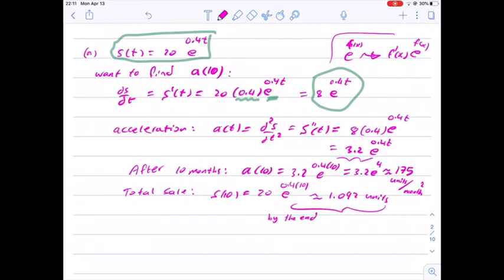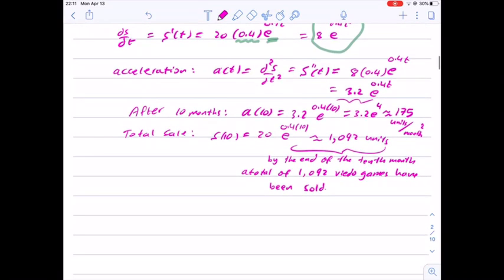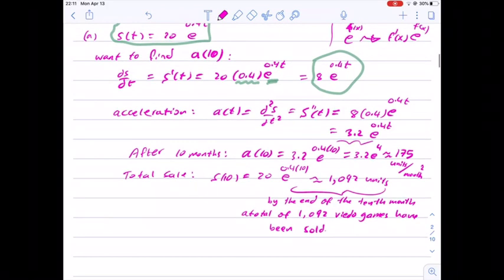This means by the end of the 10th month, a total of 1,092 video games have been sold. Okay, that's the total sale.